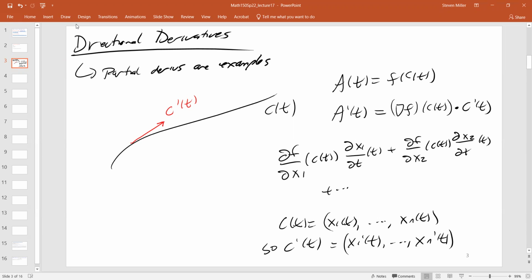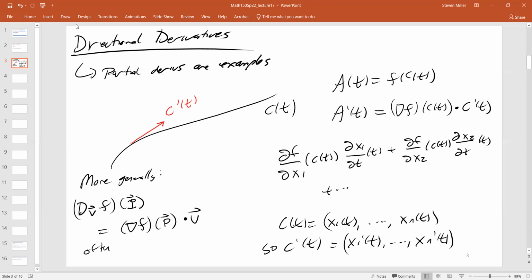Well, what would the derivative of f of c of t be? Well, it's just the gradient of f dotted with c prime of t. Well, c prime of t, that's the direction I'm moving. And so this is basically giving me the rate of change in the direction I'm moving. And so the more general, we'll look at the directional derivative in the direction v of f at a point P, which is just going to be the gradient of f at P dotted with v. And we'll often choose the length of v to equal 1.